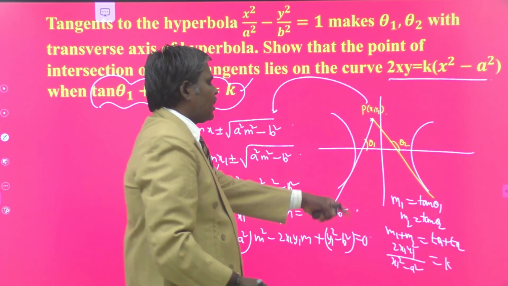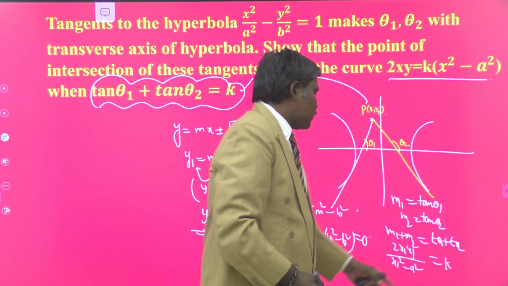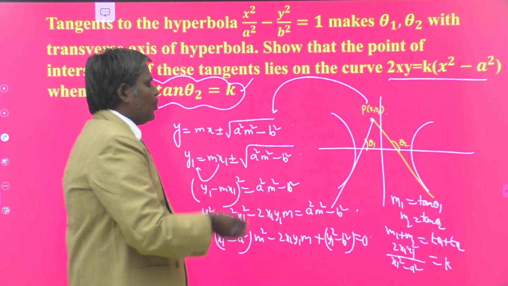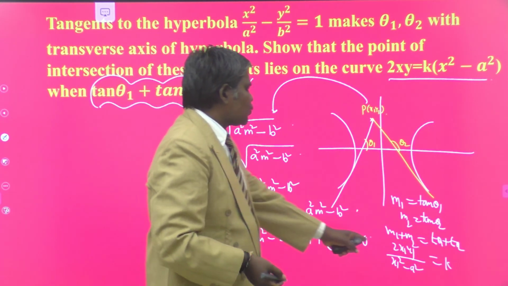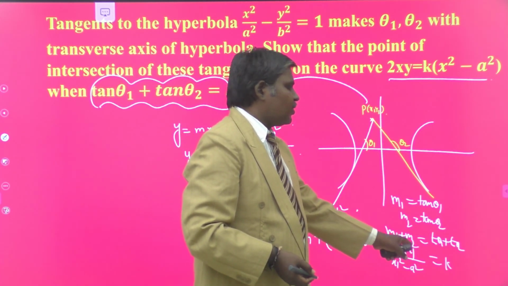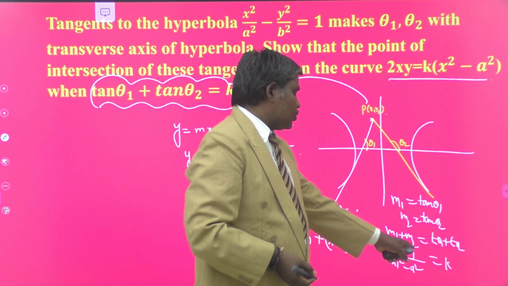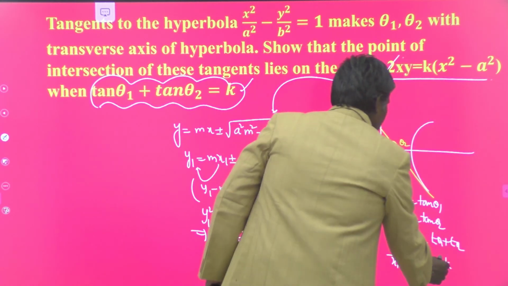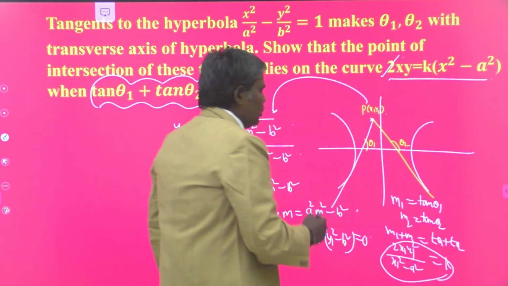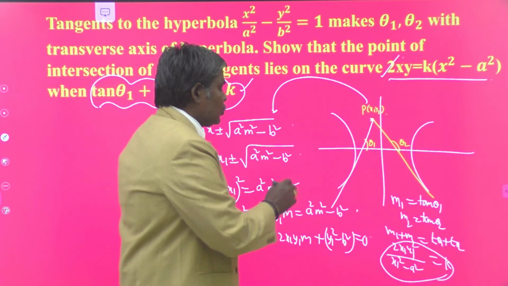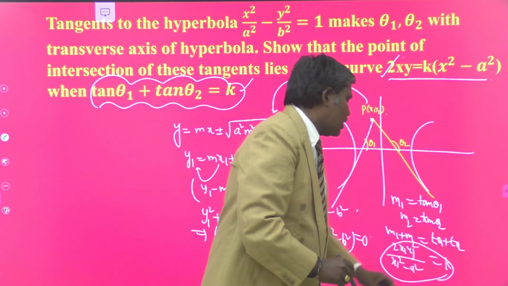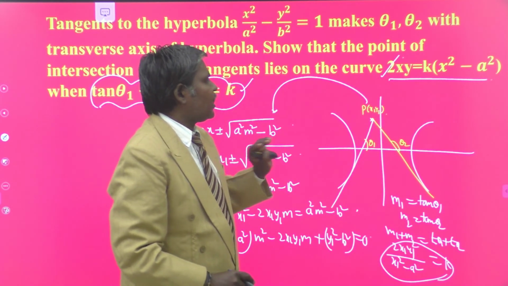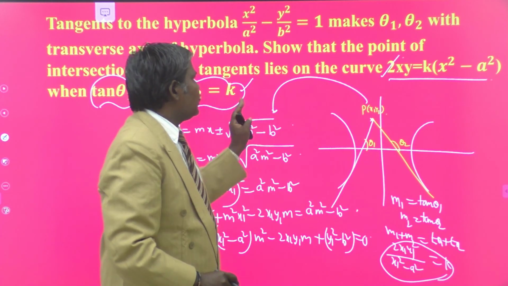This is the condition. By eliminating θ itself, we have 2x1y1 = k(x1² − a²). From that you can write the locus of (x1, y1). Instead of x1, y1 you have to write x, y. The locus of (x1, y1) is 2xy = k(x² − a²). This is the way to write the locus for this type of problems.